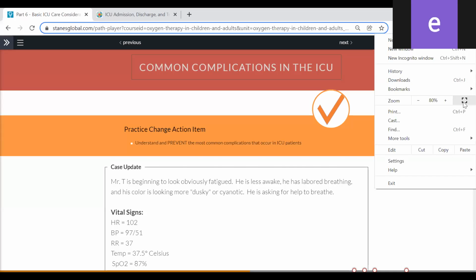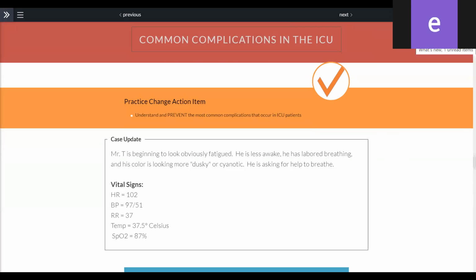So what are the common complications in ICU? This practice change action is to understand and prevent the most common complications that occur in ICU. Mr. T is beginning to look obviously fatigued. He is less awake. He has labored breathing, and his color is looking more dusky or cyanotic. You'll see the dusky. So he's asking for help to breathe.